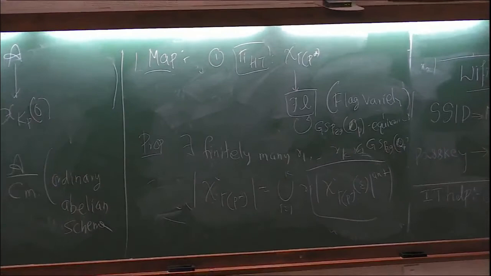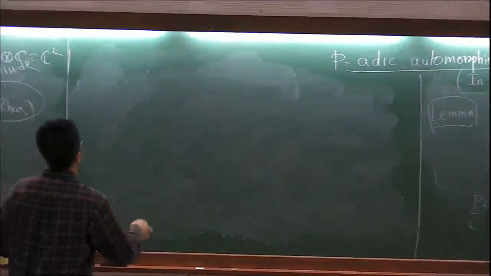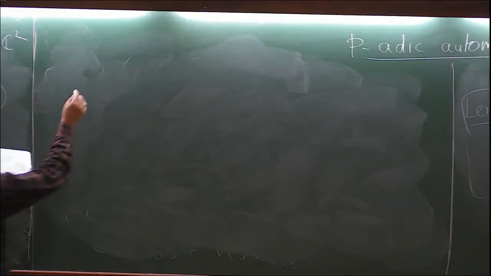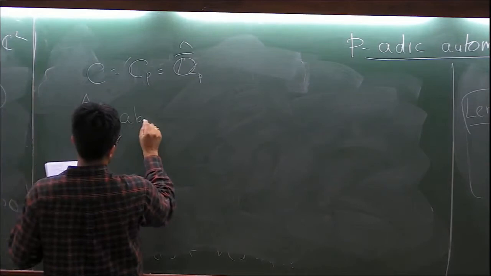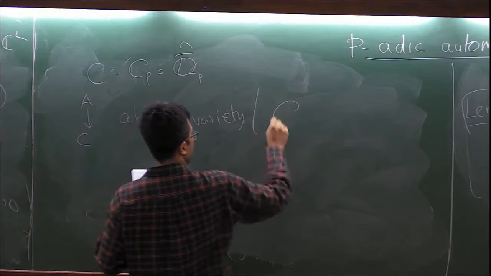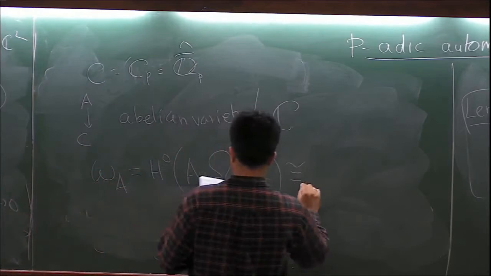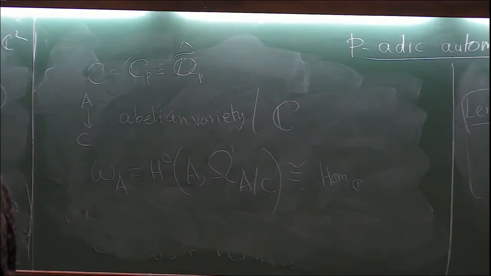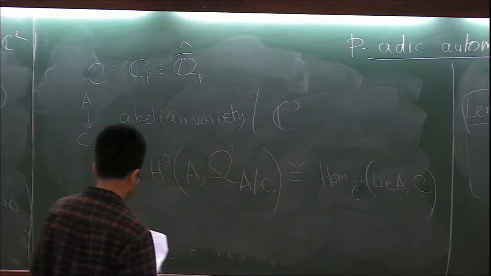Okay, so this is over C, which is a very big space, so here also we have to start with the perfectoid Shimura variety. Now you start with an abelian variety A over C. Then you have omega_A, the cotangent space, which is isomorphic to the Hom of the tangent space, so this is the dual space. Now, since you are starting with an abelian variety, you have a Weil pairing there.